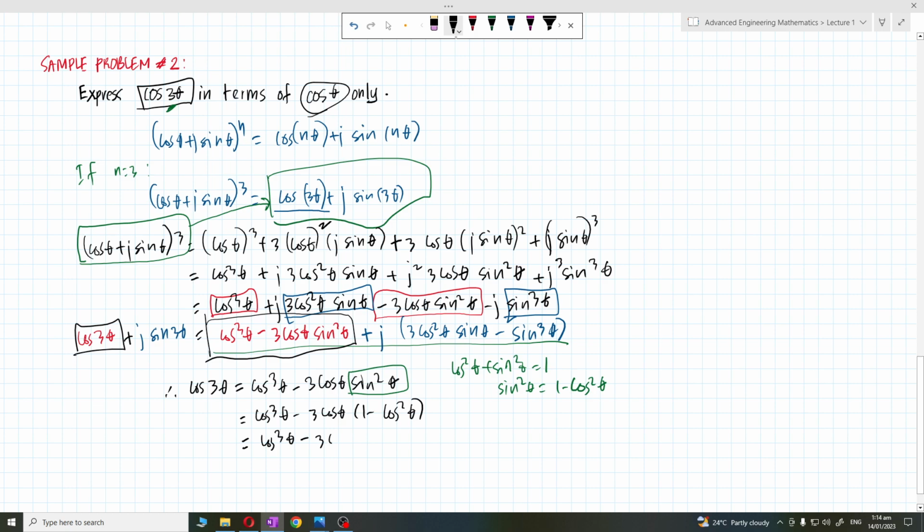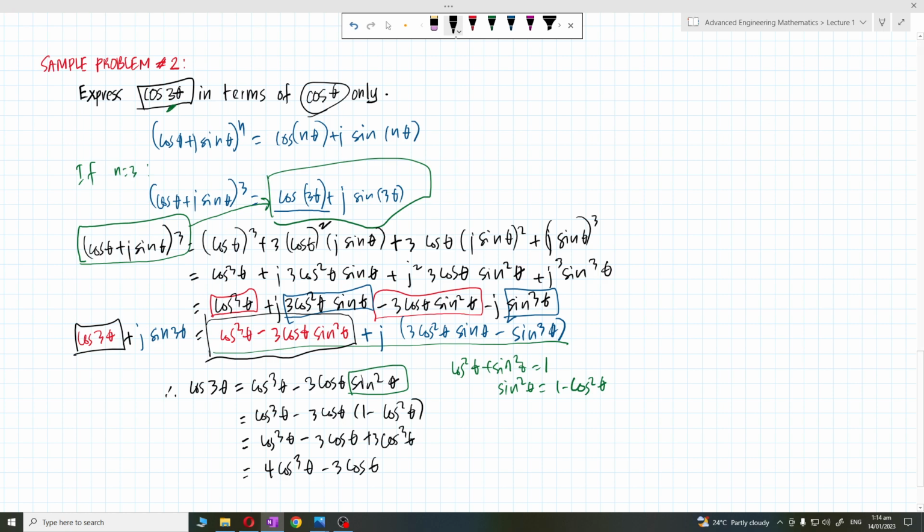Minus 3 cos theta, and negative times negative will become positive, so cosine cube theta. We have cosine cube theta plus 3 cosine cube theta. Combine like terms, so cosine cube plus 3 cosine cube is 4. So 4 cosine cube theta minus 3 cos theta.